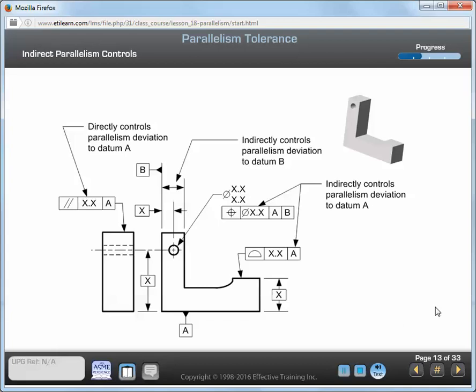If you specify a parallelism tolerance and a location tolerance with the same primary datum reference frame on a feature or feature of size, the parallelism tolerance must be a refinement of the location tolerance.